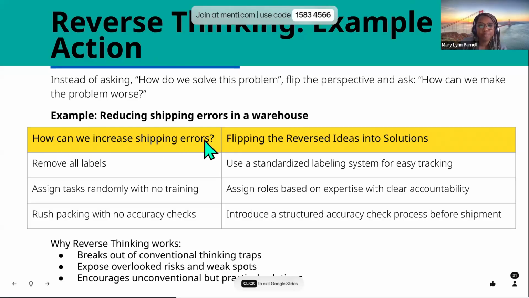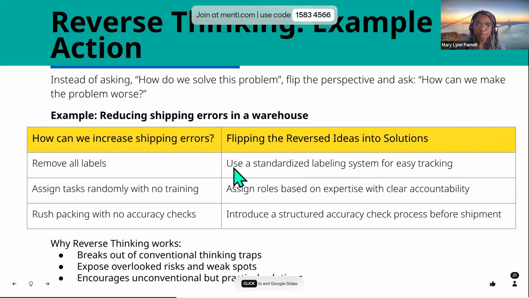That's the reverse. So then we'll remove all labels. We'll assign tasks randomly with no training, which goes very much against assigning roles and doing training, right? That we've talked about. Rush packing with no accuracy checks. We're throwing everything out the window. So if we do that, then how do we flip the reverse now to then find our solutions?